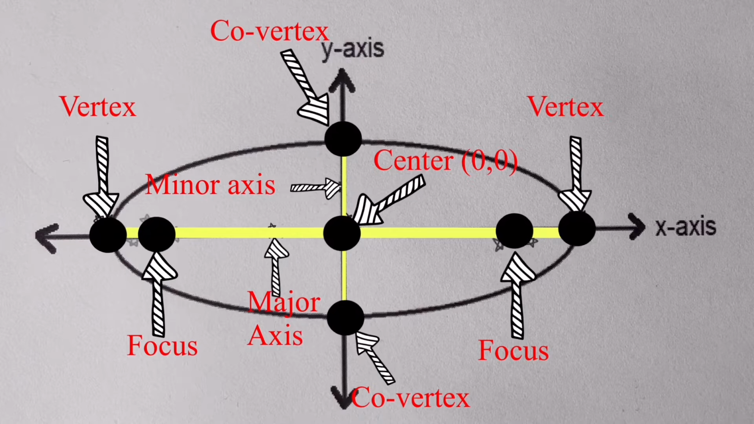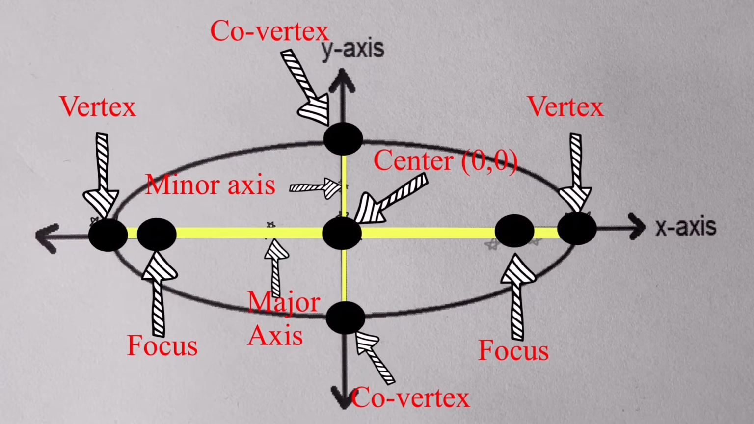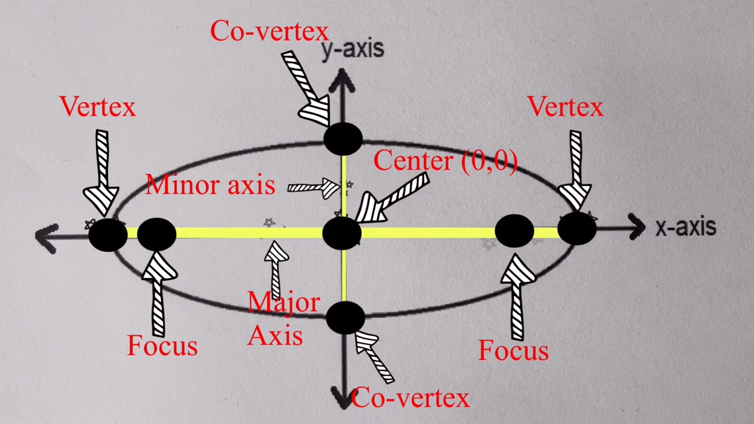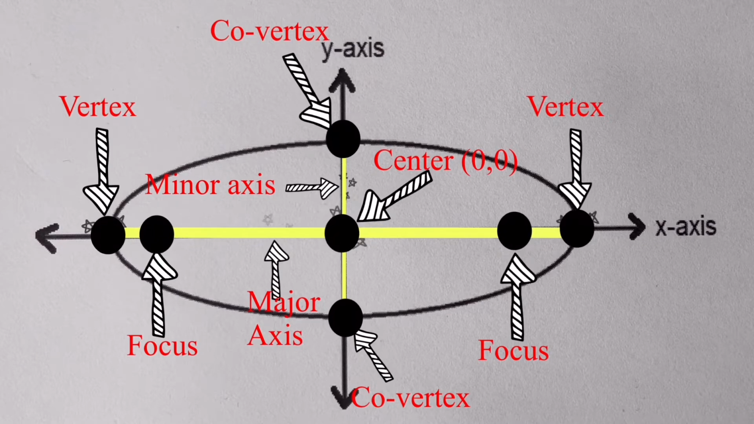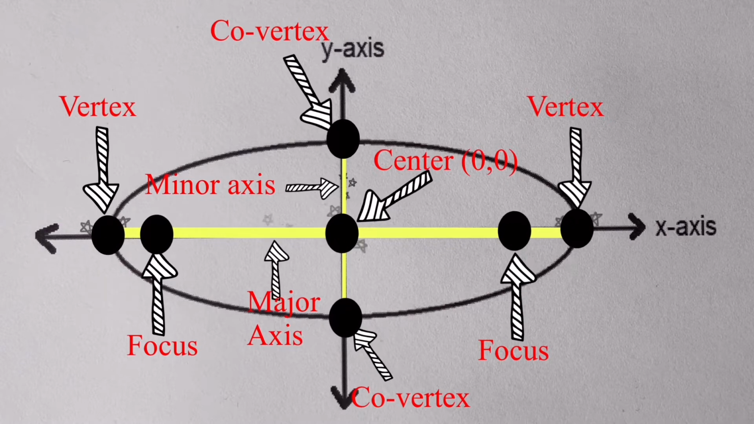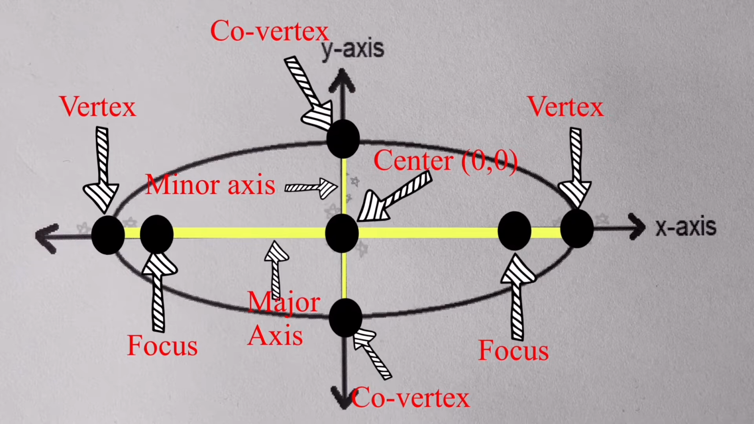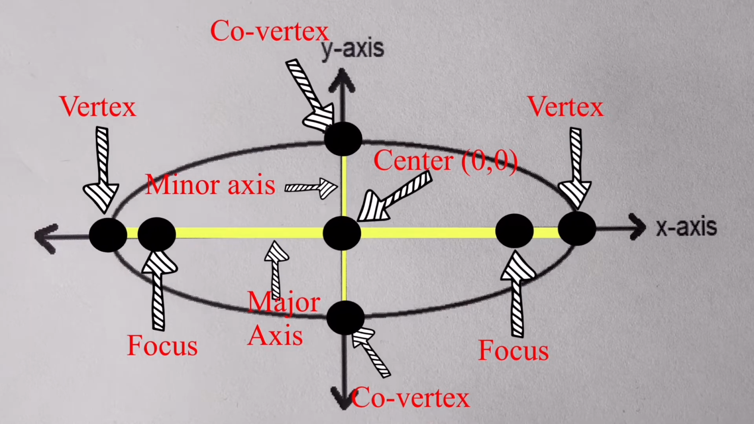The next part of an ellipse is the focus. So these two points right here are the foci of the ellipse. The plural for focus is foci. The foci always lie along the major axis. Please remember that the foci of an ellipse are two fixed points on its major axis such that the sum of the distances of any point on the ellipse from those two points is constant. So those are the basic parts of an ellipse.